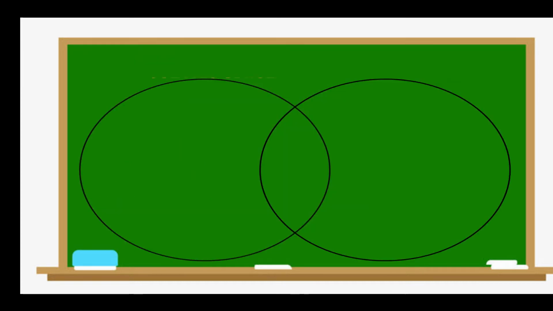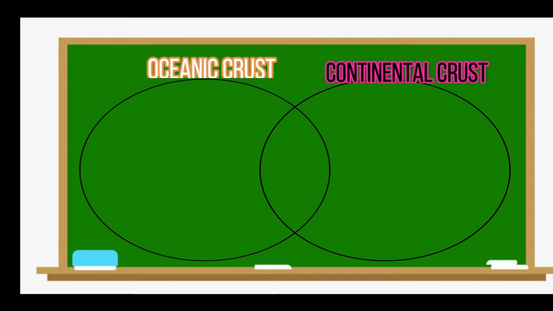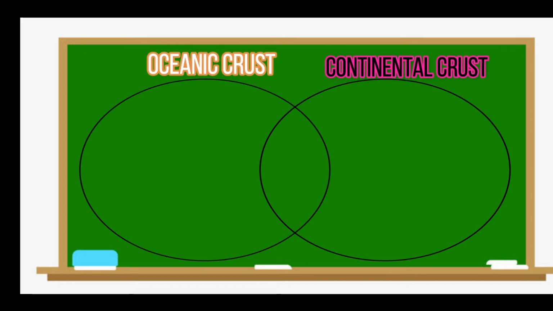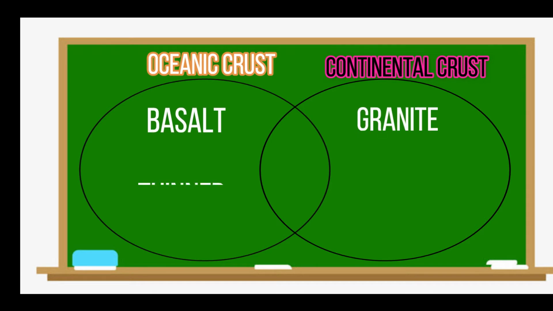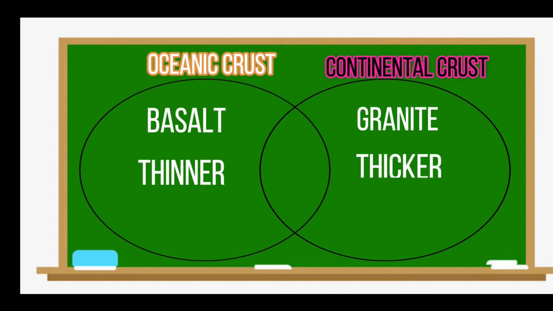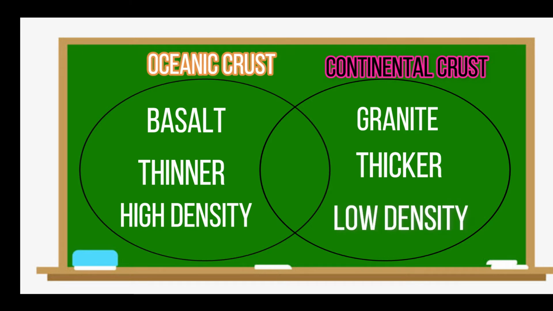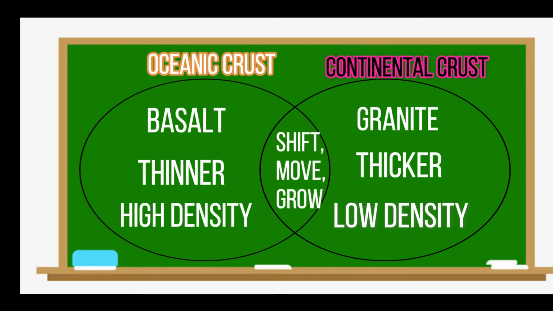Let us have the similarities and differences between oceanic crust and continental crust. Oceanic crust is mainly composed of basalt, while continental crust is composed of granite. Oceanic crust is thinner, while continental crust is thicker. When it comes to density, oceanic crust has high density, while continental crust has low density. When it comes to their similarities, both crusts shift, move, and grow.